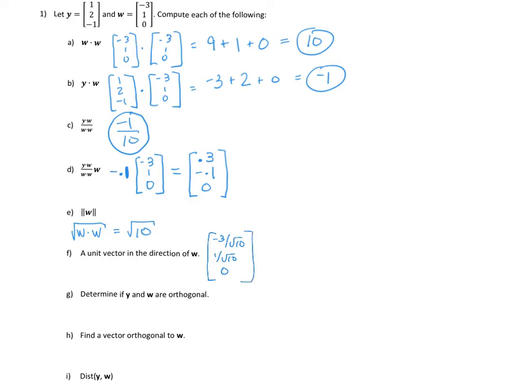Determine if y and w are orthogonal. So you take the dot product of y and w, which we've already done. Y dot w is -1. We did it in part B, which is not 0, implies they are not orthogonal.